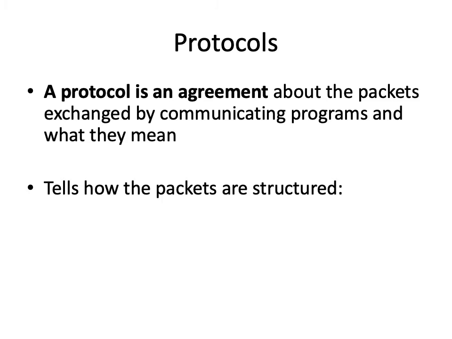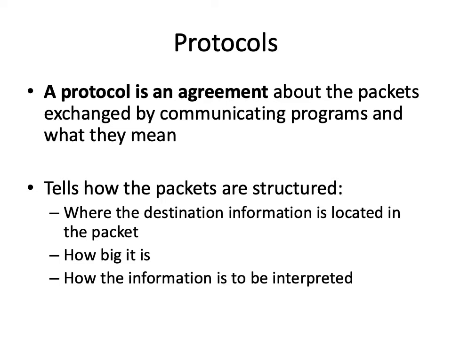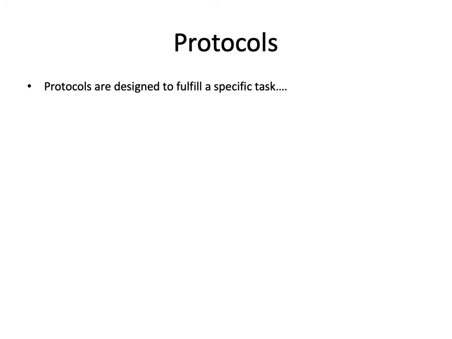Ultimately, each of these protocols tells how the packets, or bundles of ones and zeros, are structured. They say things like where the destination information is located in the packet. How big is the packet? Is it a tiny little packet with just a little bit of information, or is it a big gigantic one if you're downloading a file? How is the information to be interpreted? That's another one.